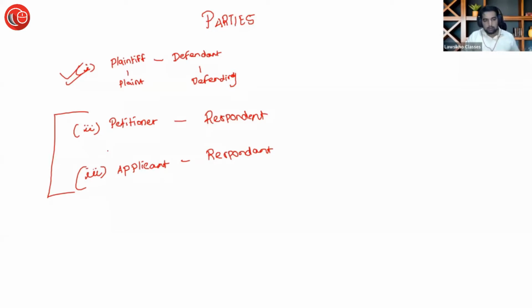फाइन. अब देखो एक इंटरेस्टिंग चीज है कि it is not necessarily that every suit has to be A versus B. A versus B means that A is the plaintiff and B is the defendant. ठीक है, ऐसा हर सूट नहीं होगा. This is not how every suit will work.